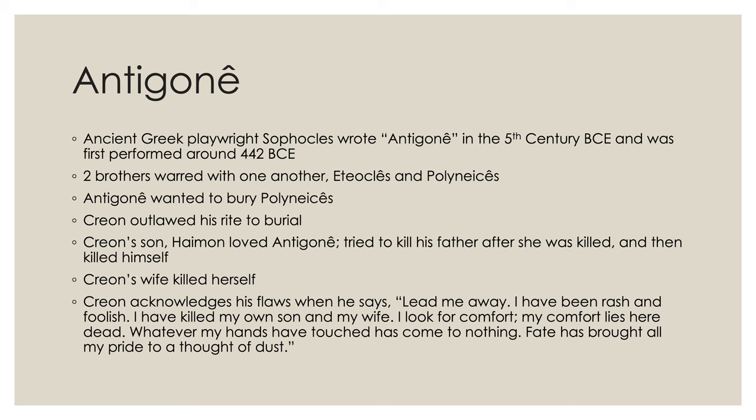And following her demise, he tried to kill his father, but did not succeed, and instead drove his sword through his own side, killing himself. And because of this, Creon's wife also committed suicide in the wake of her son's death. And all of this transpired while other characters in the story were trying to warn Creon of his erroneous decision to condemn this woman to death.